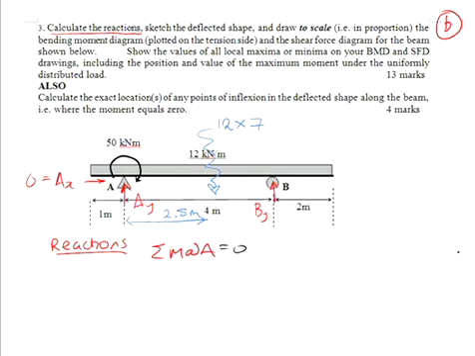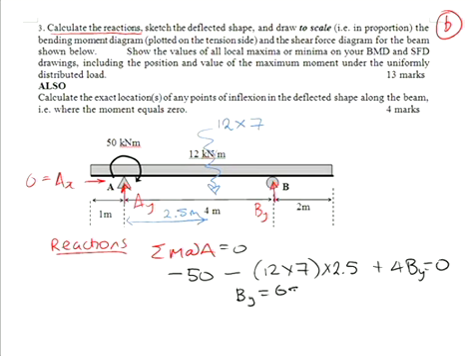I can put my 50 on first. That 50 is causing clockwise rotation, so it's minus 50. Where a lot of people went wrong was they didn't get the reactions right. Bummer, but you won't make that mistake again. You have minus 50, then you have your total load, minus 12 times 7, and we look at the perpendicular distance from A, so times 2.5 metres. And then we have plus 4BY equals 0. So BY is equal to 65 kilonewton.